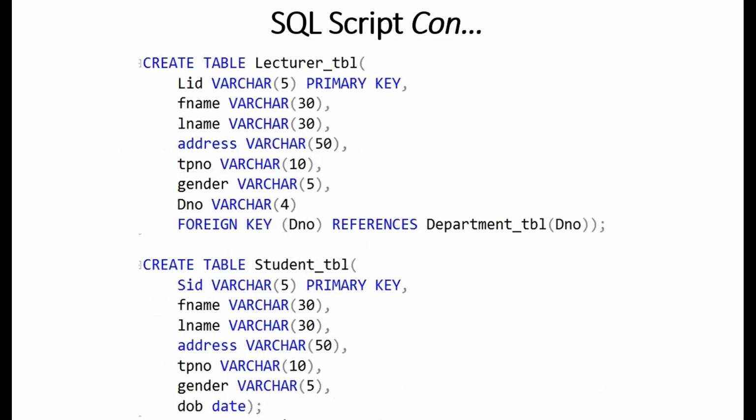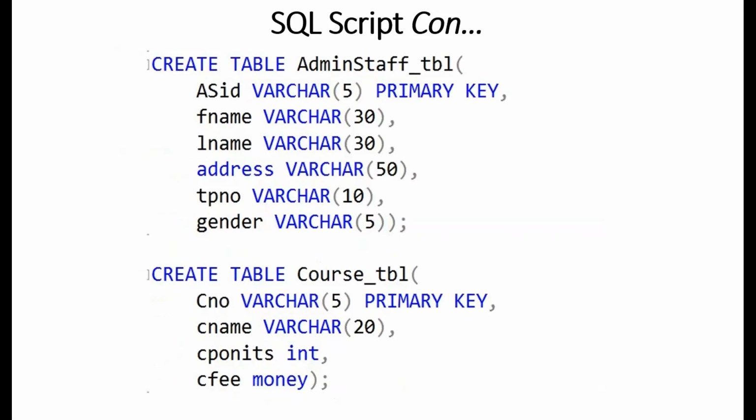Then the lecturer table. As Mr. Sharan said, it has lecturer ID, first name, last name, address, telephone number, gender, department number. And we link this table using department number with the department table. The student table has student ID, first name, last name, address, telephone number, gender, and date of birth. Then the admin staff table has admin staff ID, first name, last name, address, telephone number, and gender.